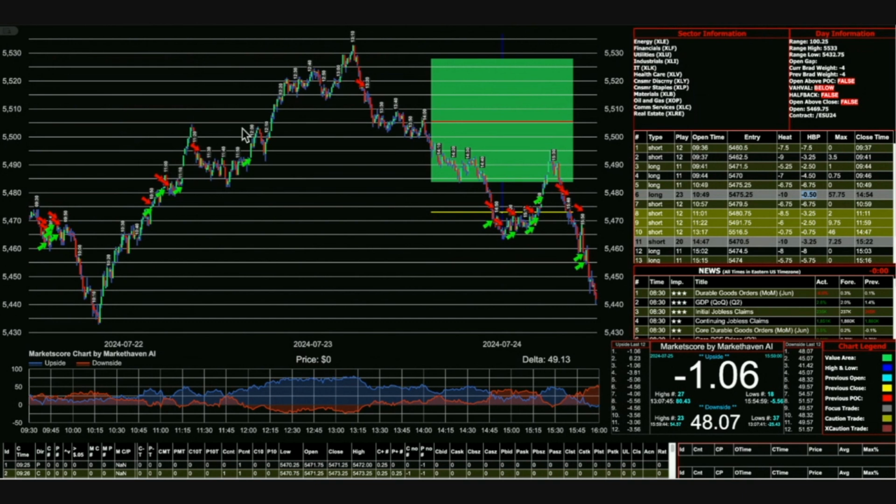Even if I said, I know this thing is going to go all the way up to the value area high, and I had my exit up there, on the ES I would have my stop somewhere within 5 to 10 points usually at most. Now, there are times when I give it more room.